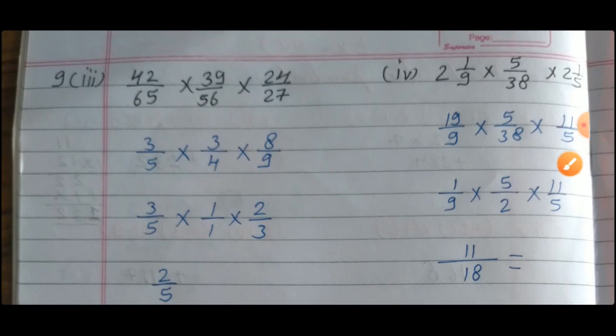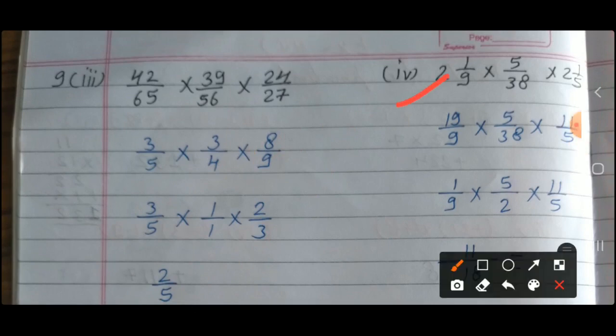In the fourth part, 2 whole 1 upon 9 multiply by 5 upon 38 multiply by 2 whole 1 upon 5. Friends, first of all we have to convert these mixed fractions into improper fractions. 9 multiply by 2, 18 plus 1, 19 upon 9. Multiply by 5 upon 38. And then 2 multiply by 5, 10 plus 1, 11 upon 5. Now 19 and 38, we can cancel this by 19. 19 1s are 19, 19 2s are 38.